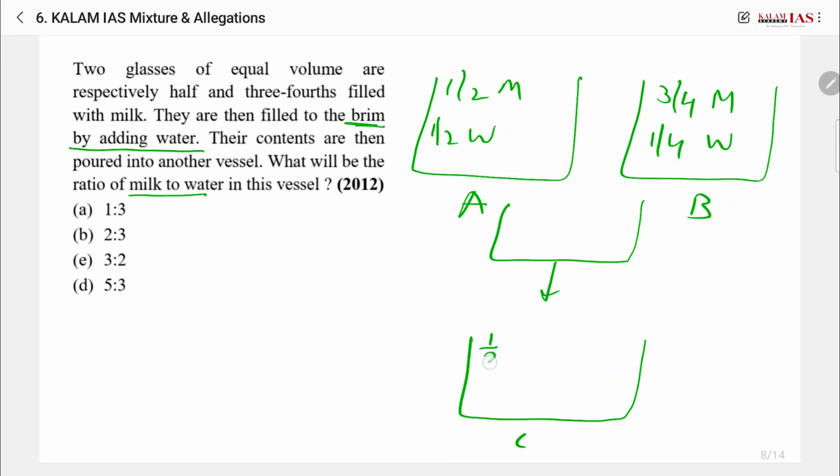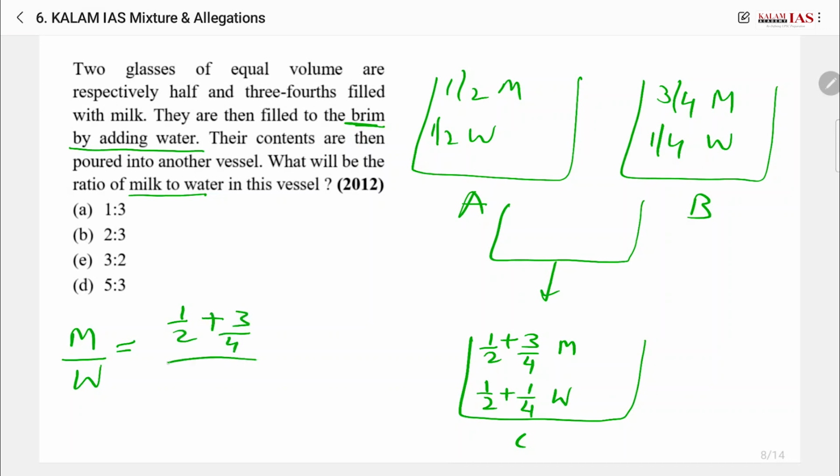So milk will be 1 by 2 plus 3 by 4, and water will be 1 by 2 plus 1 by 4. We have to find milk ratio water. So it will be 1 by 2 plus 3 by 4 divided by 1 by 2 plus 1 by 4. This equals 5 by 4 divided by 3 by 4. It is 5:3.